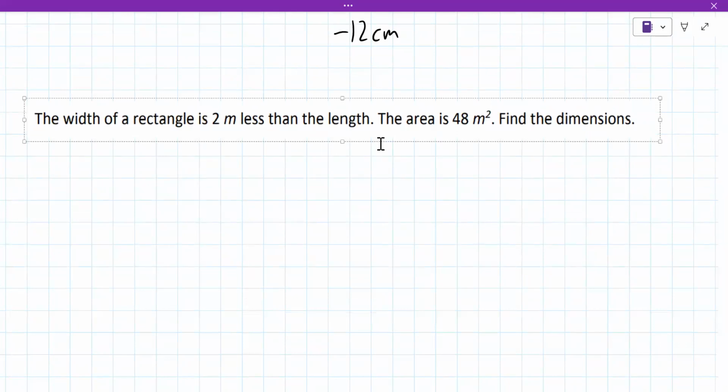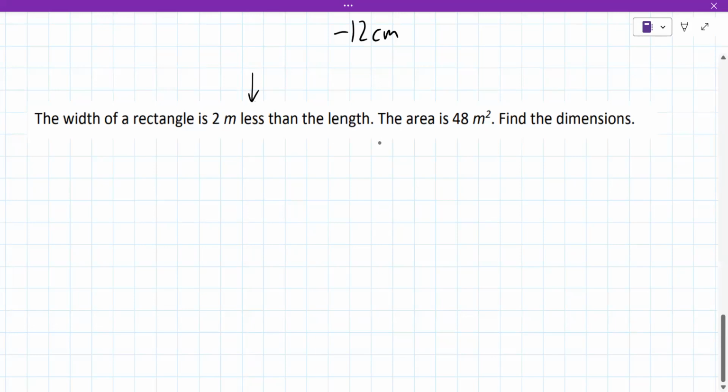All right, so this time the width of a rectangle is 2 meters less than the length. The width is 2 meters less. So less means what math operation is less? Less than or taking away? Subtraction. Okay. Subtraction. Yeah. More was plus. So subtraction. Yes.